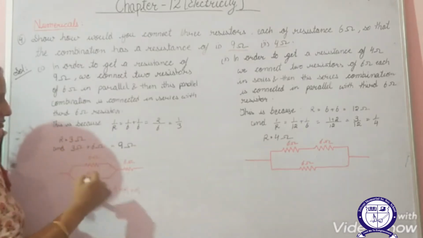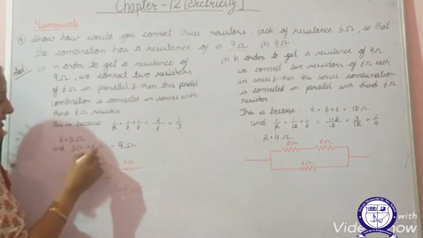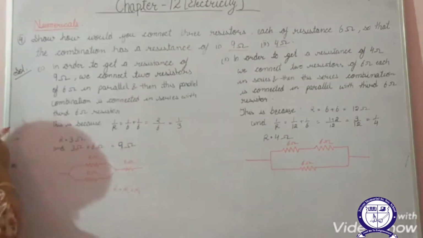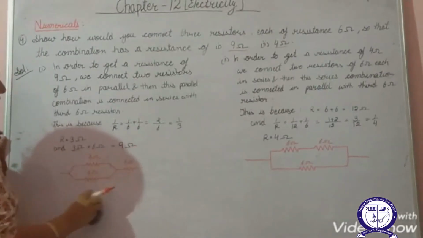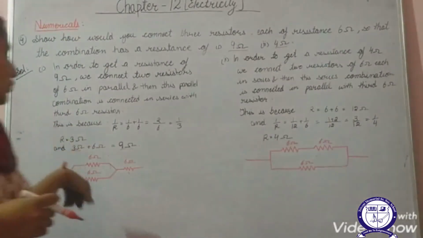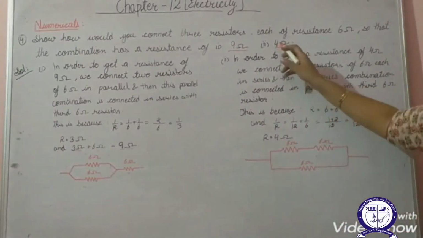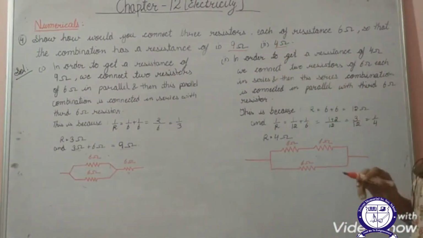So this is 3. This combination, we got the resistance to be 3. And this is 6 ohm. So on solving it, we'll get our answer to be 9 ohm. So this was the first part, that we can connect two resistances in parallel with the third one in series. In the similar way, we can solve for the second part, that is 4 ohm.